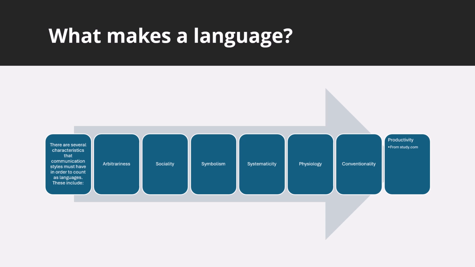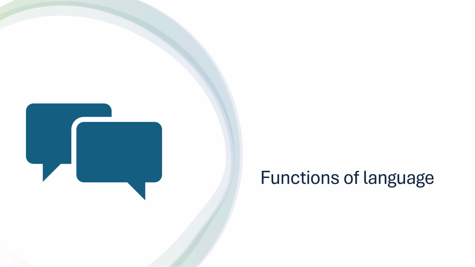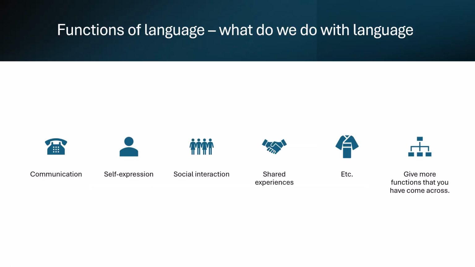There are several characteristics that communication styles must have in order to count as a language. This includes arbitrariness, sociality, symbolism, systematicity, physiology, conventionality, productivity. This is taken from studies.com. So we have actually tried to break it down in our previous discussion.